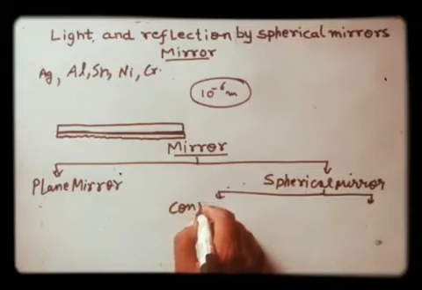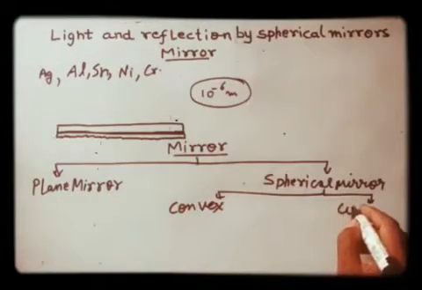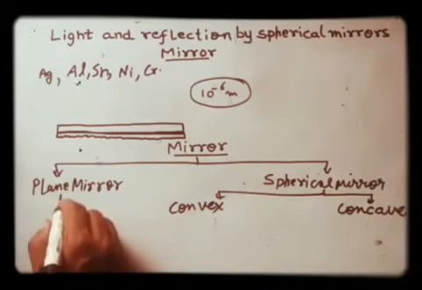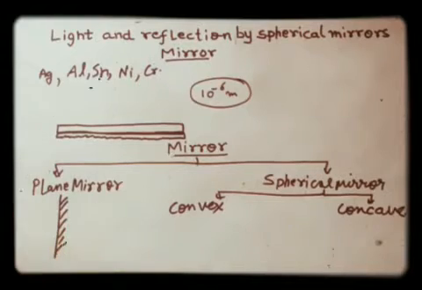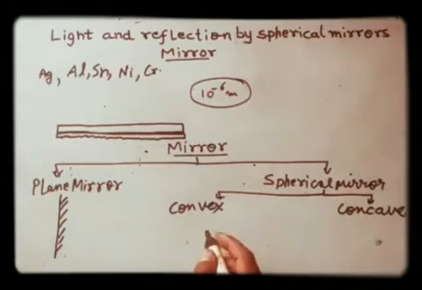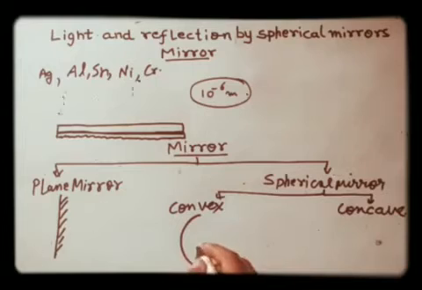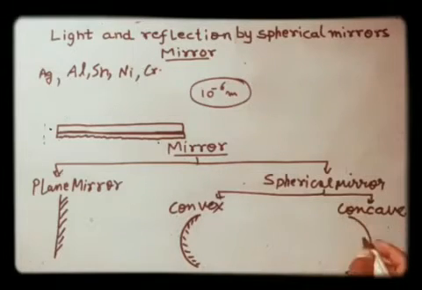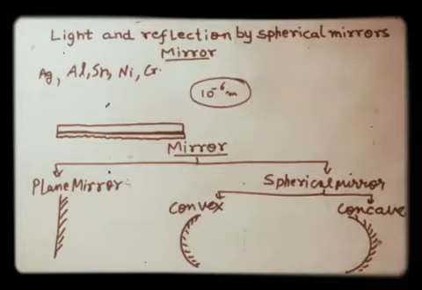Now spherical mirror, we can divide into two categories. One is convex mirror and the other one is concave mirror. Convex, concave, plane mirror look like this. Actually, this is the way to represent a mirror: reflecting surface, non-reflecting surface, or covered surface. Next, convex. This is the convex surface, reflecting surface bulged outward. And concave, reflecting surface depressed inward.